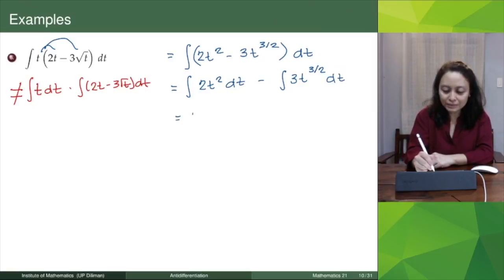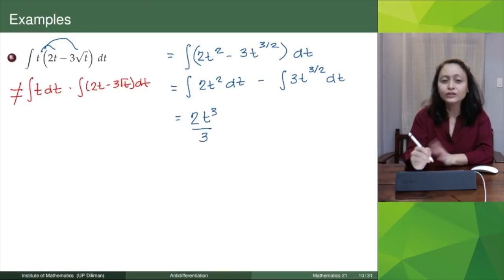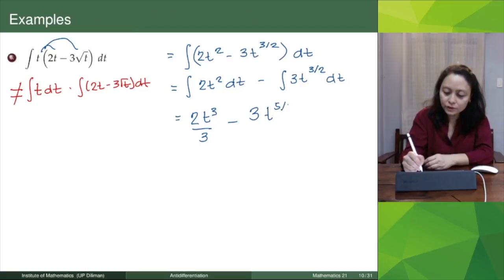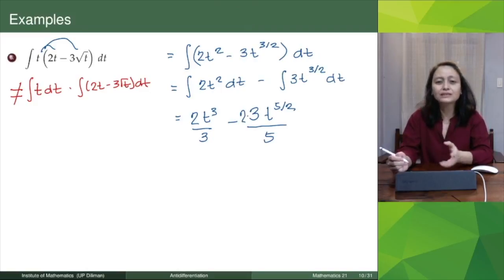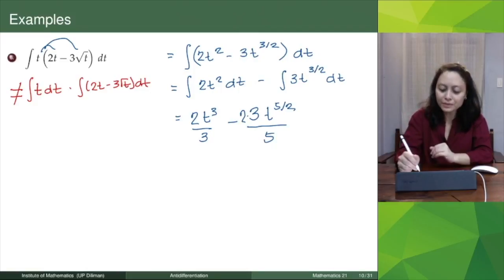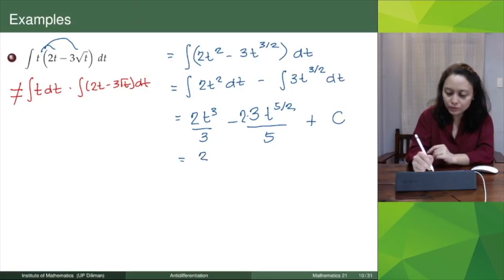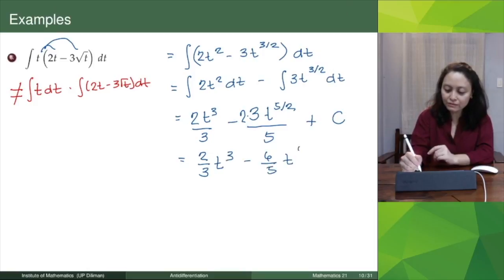Pero ito, okay lang ba? Ilalabas yung 2. Then, antiderivative of t square is t cubed over 3. Yung c, mamaya na lang. Minus, ilabas yung constant na 3. T raised to 3 halves, so add 1 to 3 halves. 3 halves plus 1 is 5 over 2. So, all over 5 times 2. Okay? So, divided by 5 halves or times 2 fifths. Tapos, dito na lang yung c. Okay? Let's rewrite this a bit. You get 2 thirds t cubed minus 6 over 5 t raised to 5 halves plus c.